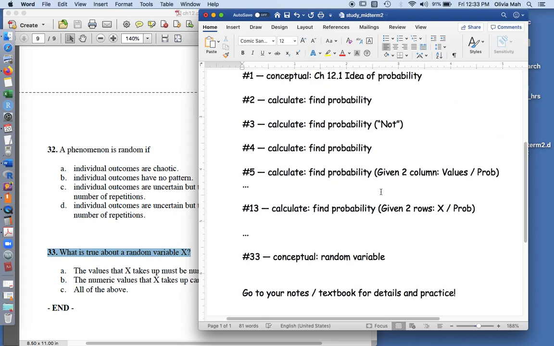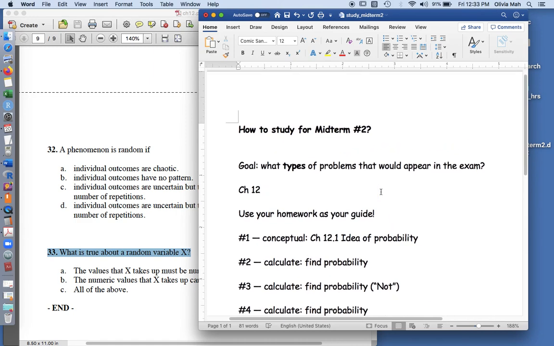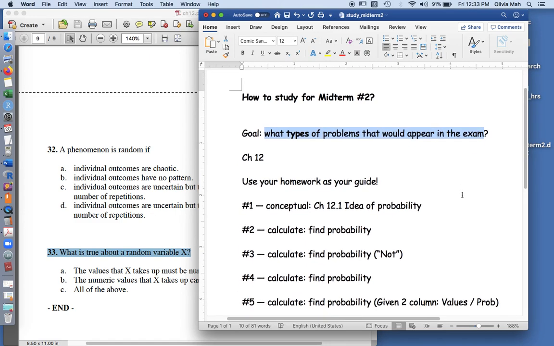And this is one of the ways to prepare, a very good way to prepare for your midterm 2. Remember, your goal is to figure out what kind of problems Olivia will ask you. And this is one of the best ways to do that.